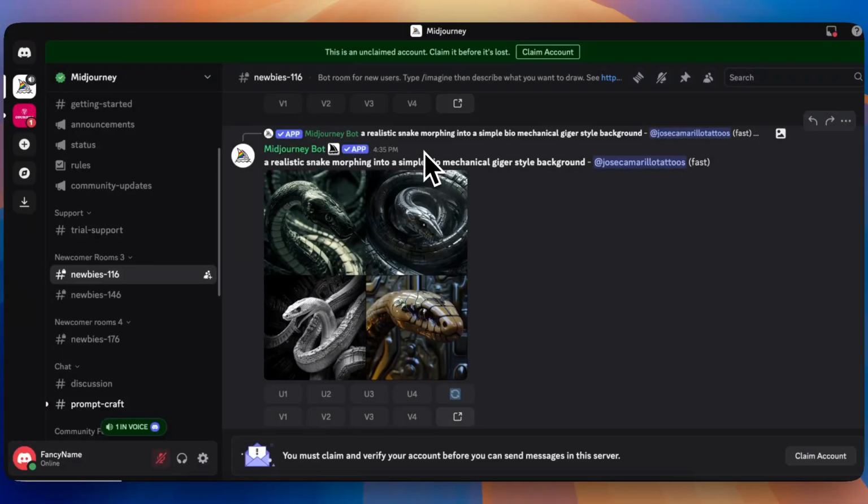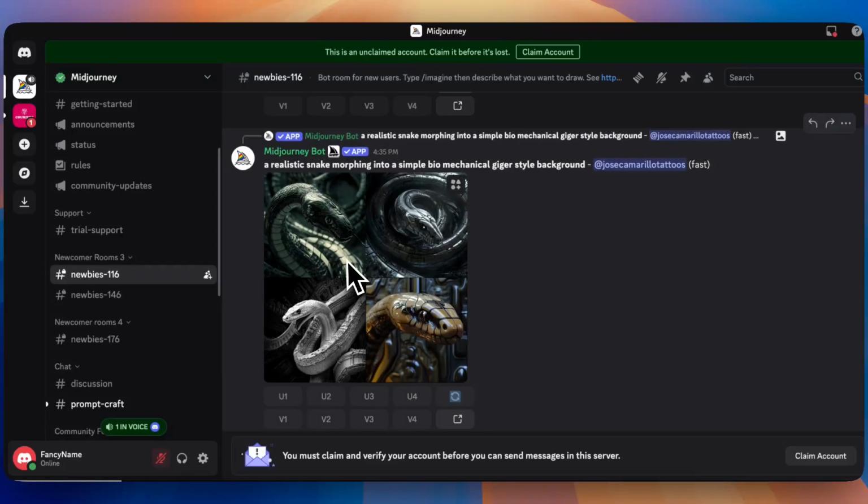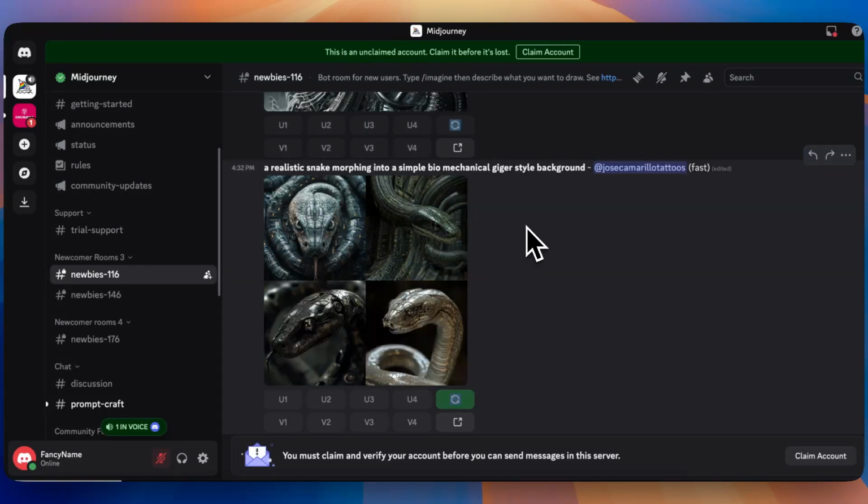If Midjourney is not working, there are a few reasons why. Midjourney is one of the most popular AI generation tools on the market, and especially since it integrates so well with Discord, you can create images straight from your Discord account.